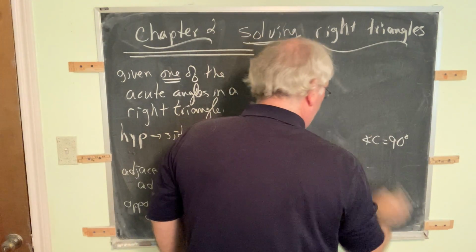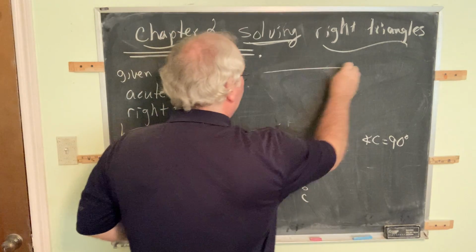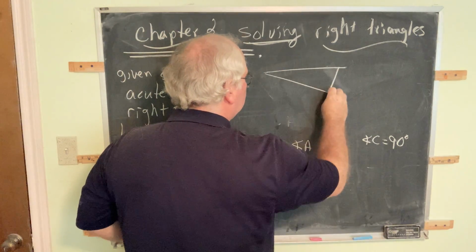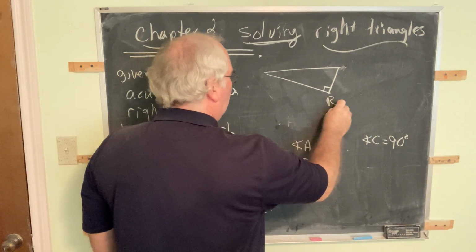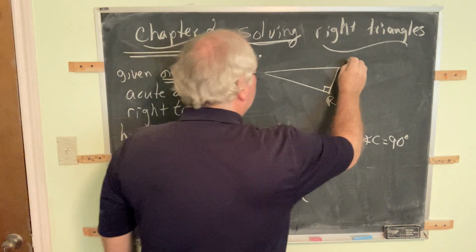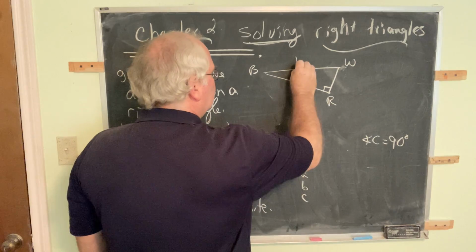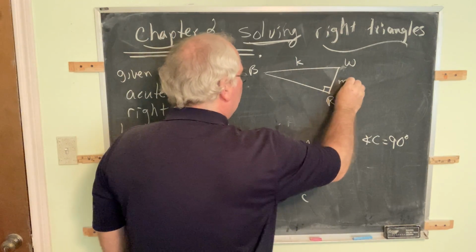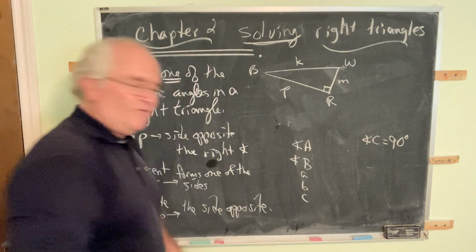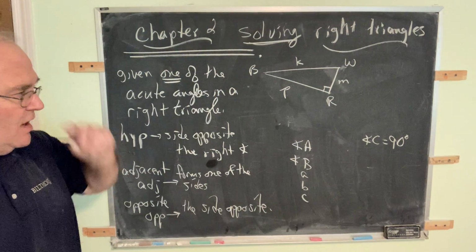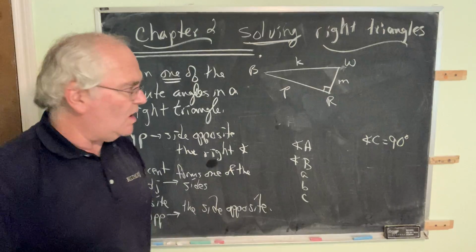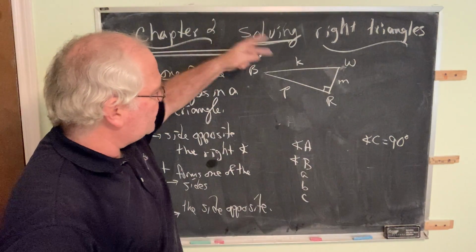Maybe this is what you're dealing with. Maybe you're given this triangle, and for reasons we don't know why, this is R, this is B, this is W, this is K, this is M, and this is lowercase p. And now we need to choose one of the acute angles. It doesn't matter which, let's just pick one. So from the perspective of, let's say, angle B.